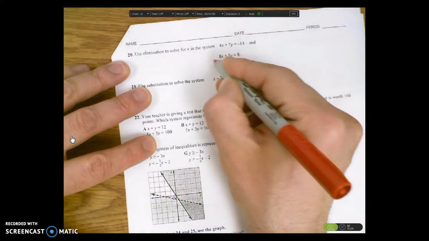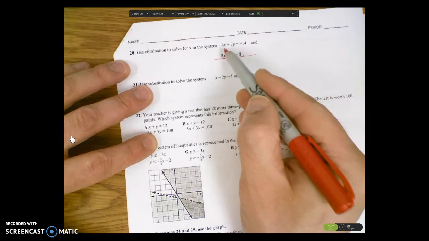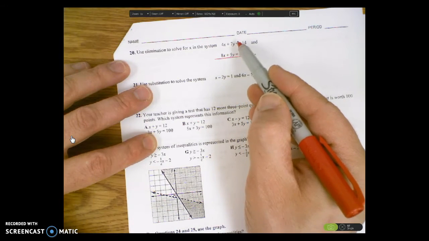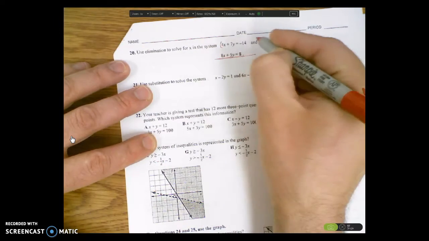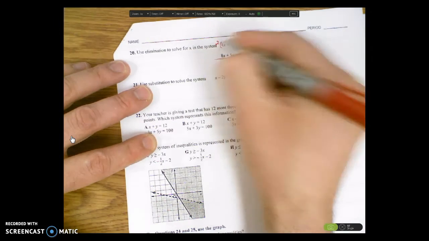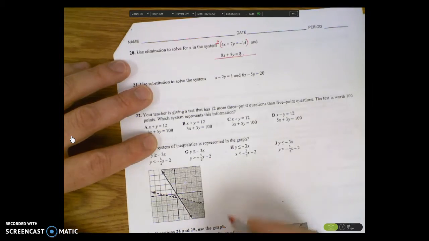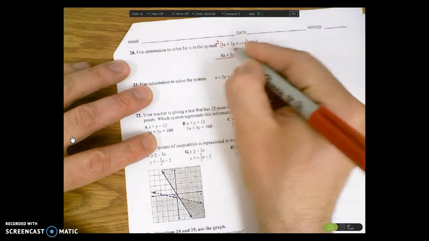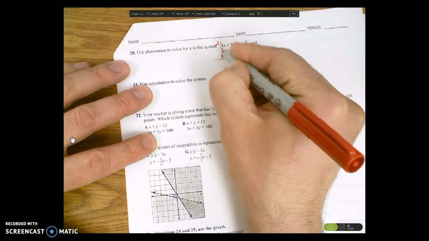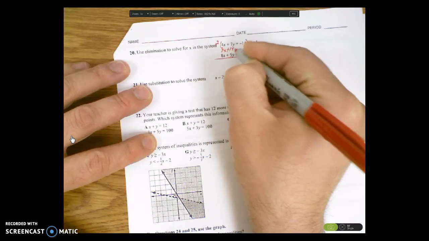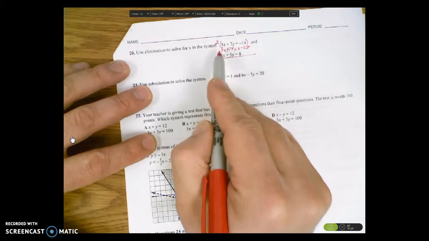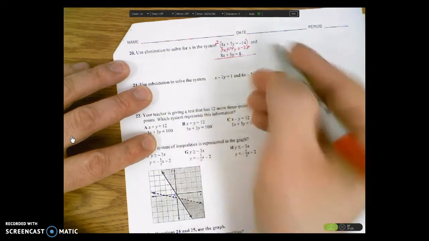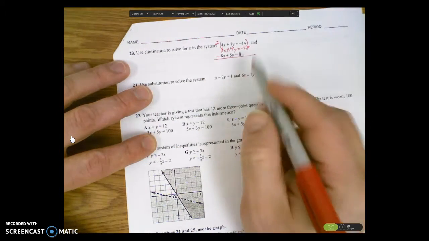Elimination again. This time, though, we don't have any matching pairs: 4x, 8x, 7y, 5y. But we can easily make the top equation have an x coefficient of 8 by multiplying everything by 2. Since they gave me room, I'm going to write that right here: 8x plus 14y equals negative 28. Now these have the same sign, the 8x's do, so I'm going to subtract the two equations.